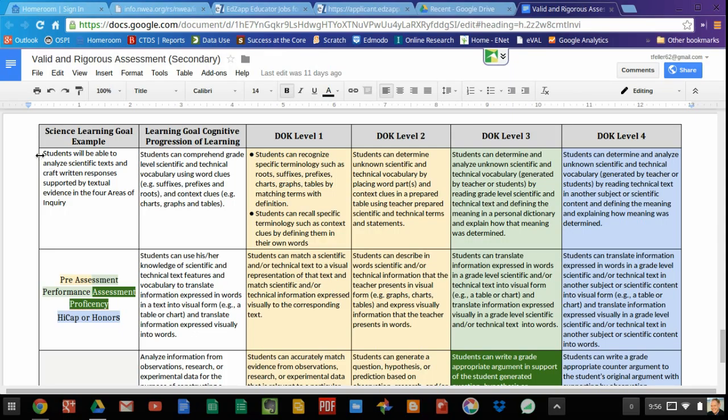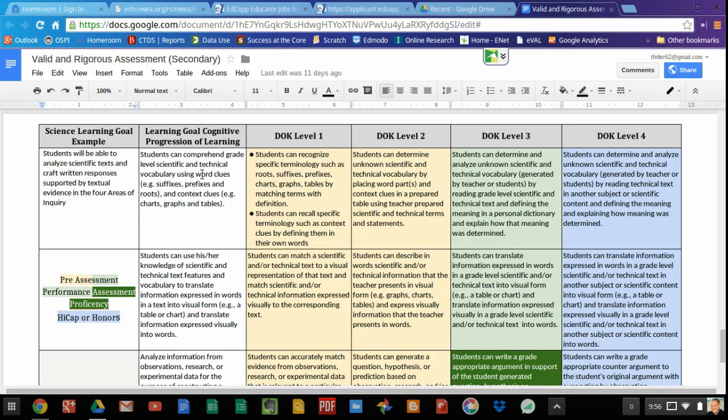Here's the learning goal right here. I'm going to highlight it. You can see it right here. Students will be able to analyze scientific texts and craft written responses supported by textual evidence in the 4 areas of inquiry. So that's the learning goal.